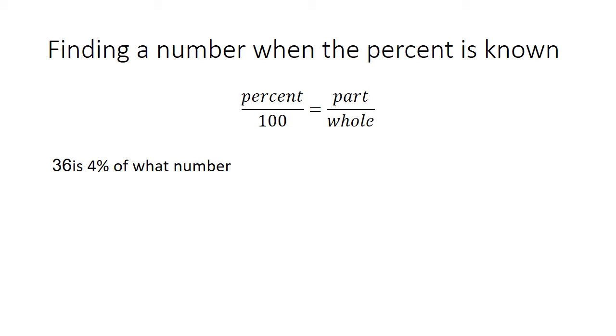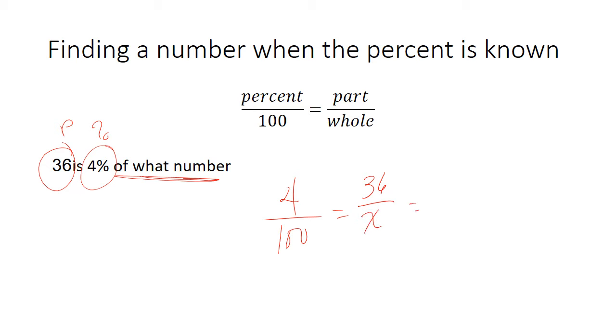So let's practice one. 36 is 4% of what number? All right, so our 4%, that one's pretty easy. The way this is worded tells us that the whole number, the big number, is what we're looking for. 36 is the part of the whole. So this is going to be our part, and this is going to be our percent. So let's write that up. We'll have a 4 on top over the 100. Our part is 36. Our whole is x.